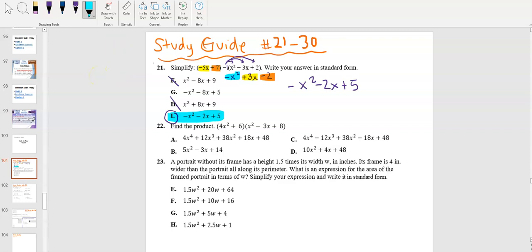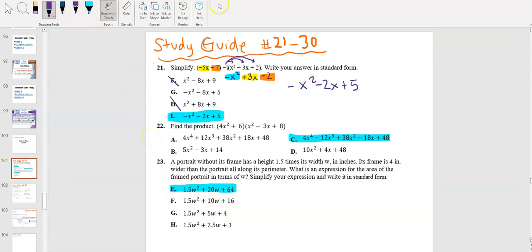All right, let's try finding the product this time. All right, we have, why isn't that working? There we go. C, and then 23 is going to be E. So let's explain these.